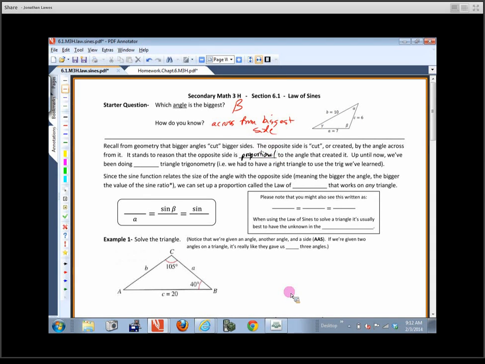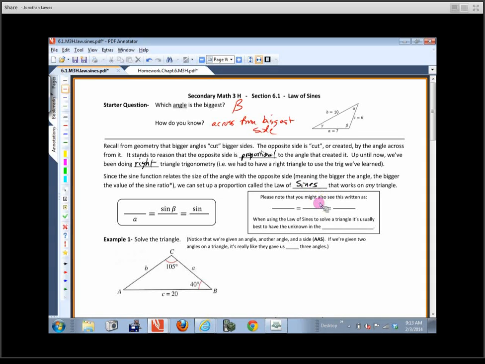Now, in this chapter, we start working with triangles that aren't necessarily right triangles. We've been doing right triangle trigonometry up until now. This book calls this new type of triangle an oblique triangle. If we say an oblique triangle, it means none of the angles are right angles. So it's possible to do some trigonometry on triangles that are not right triangles. We don't have to have that right angle in order to do trigonometry. And this is the first application of something like that, and it's called the law of sines.